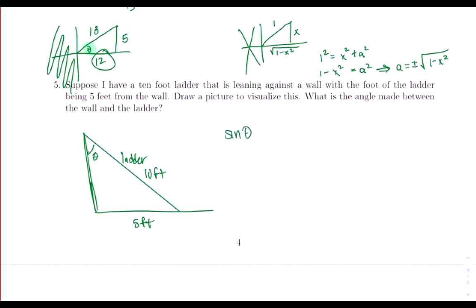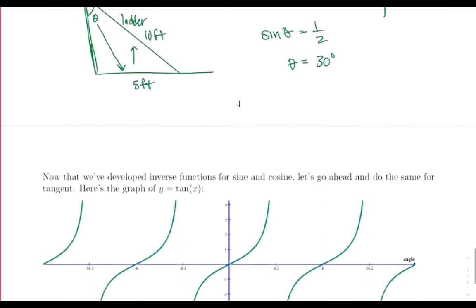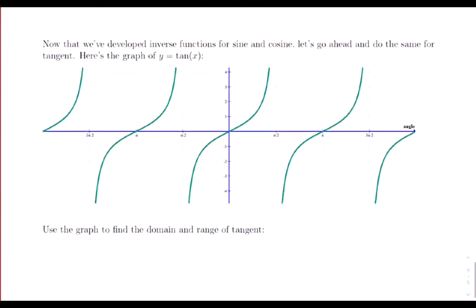Sine of theta, opposite over hypotenuse, is 5/10, which is a half. So sine theta equals 1/2. To solve this, we're using inverse trig, but we can do this, right? Theta is, sine is 1/2 here at 30 degrees. Okay, so the same thing can be done for tangent.